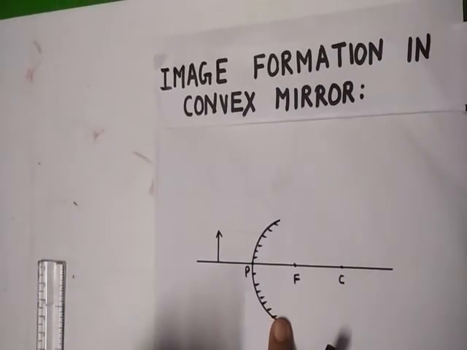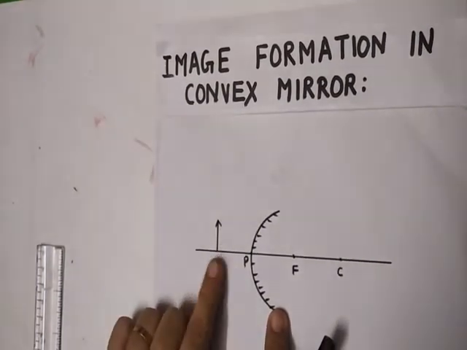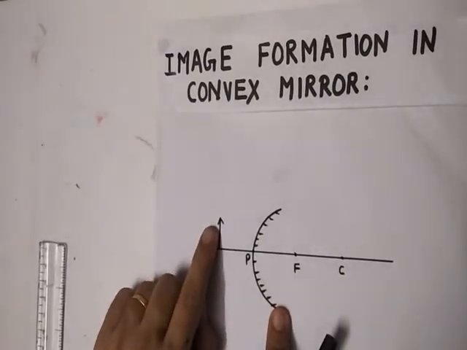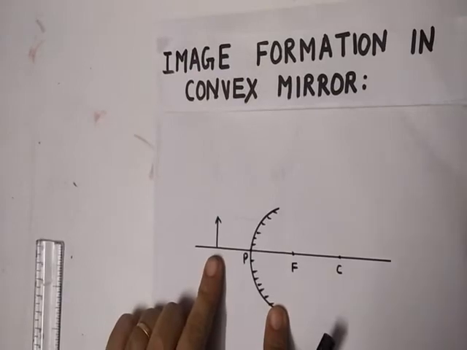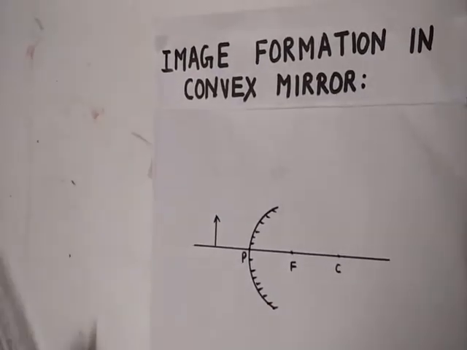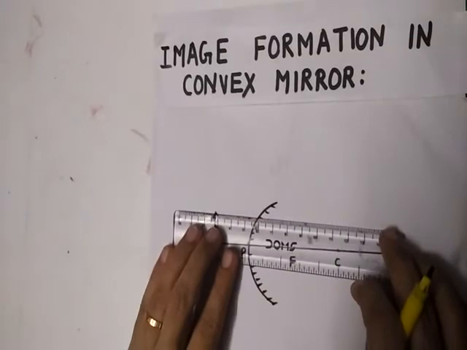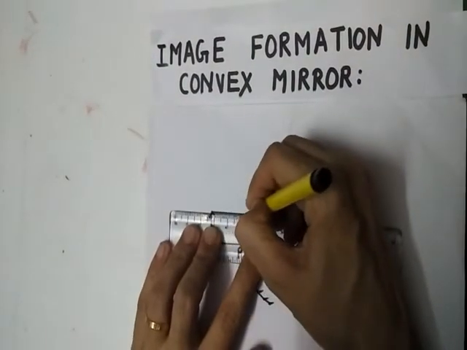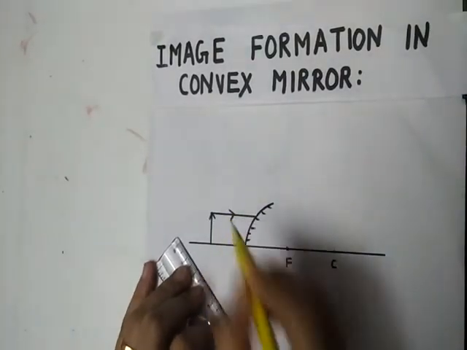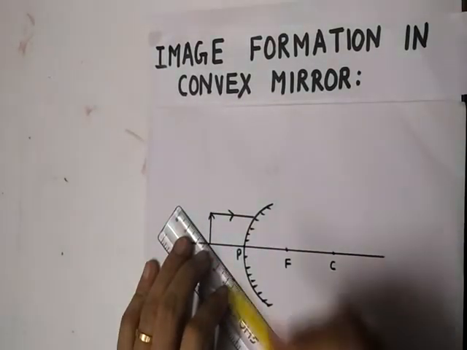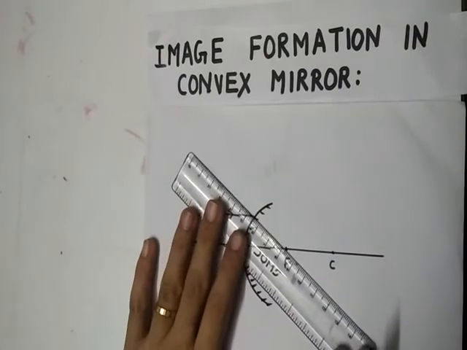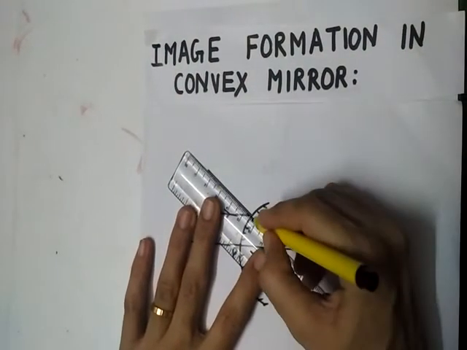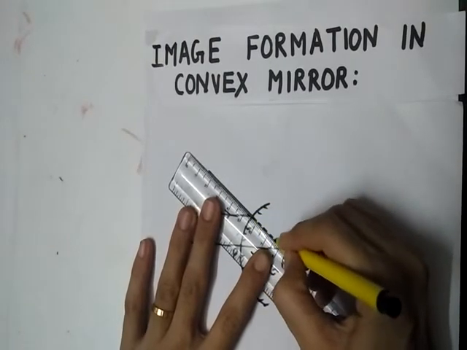Okay, and we have kept an object in front of this convex mirror, and this arrow indicates the presence of the object. And you know that the first ray of light is parallel to principal axis, so this incident ray is parallel to principal axis. And in case of a convex mirror, this incident ray will appear to pass through the focus. See, it will reflect back and it will appear to pass through this focus.